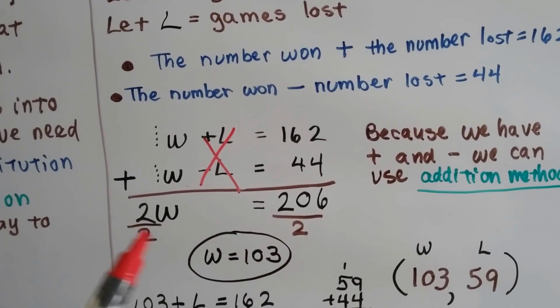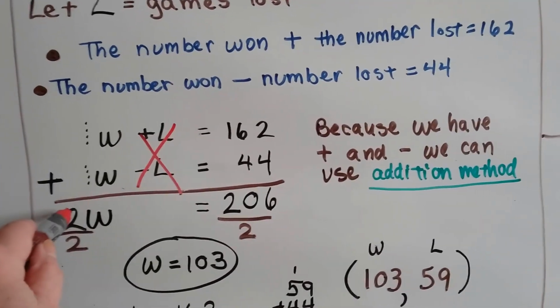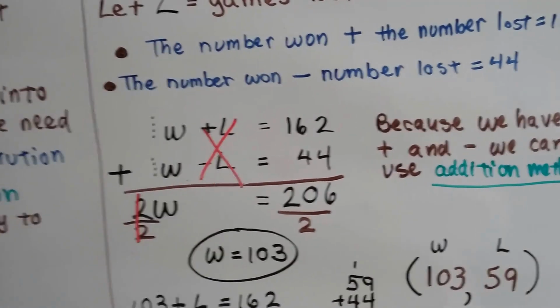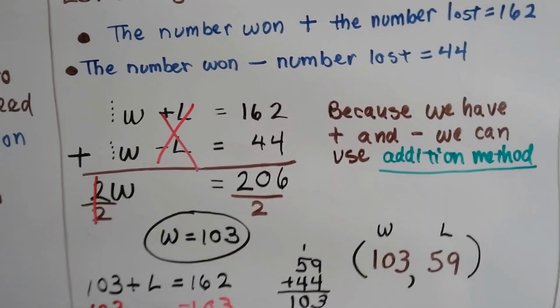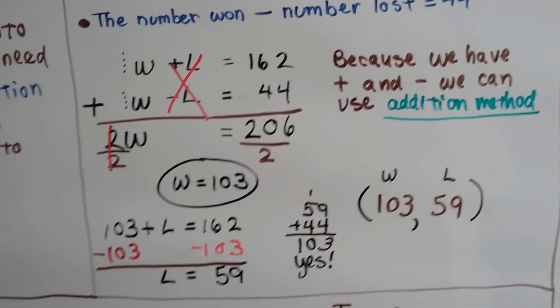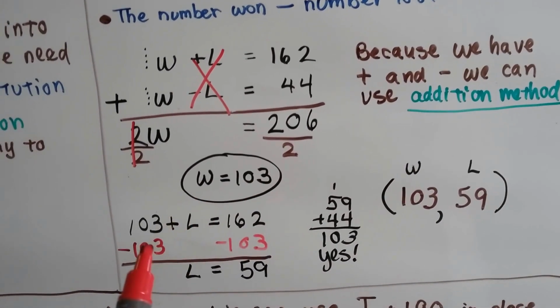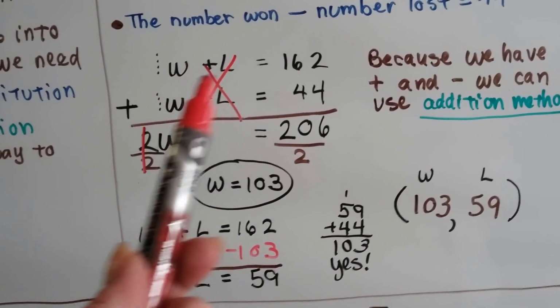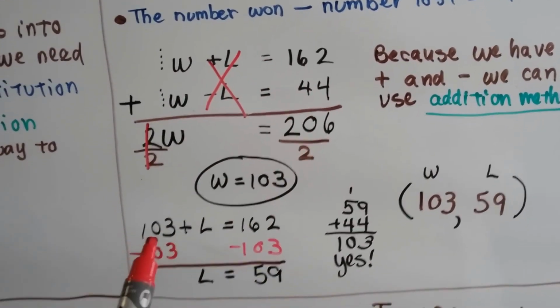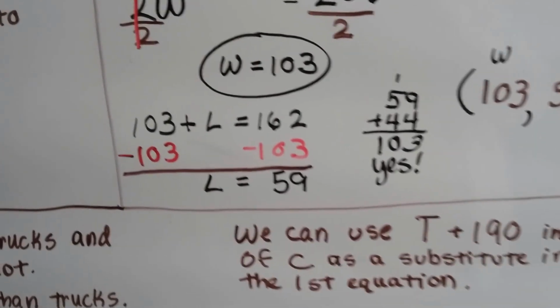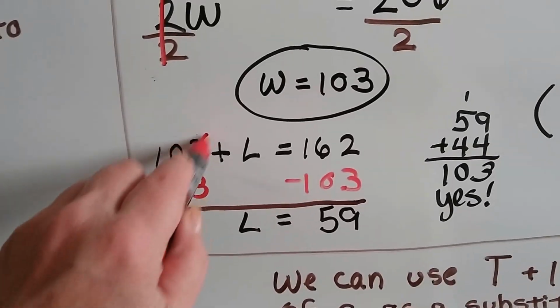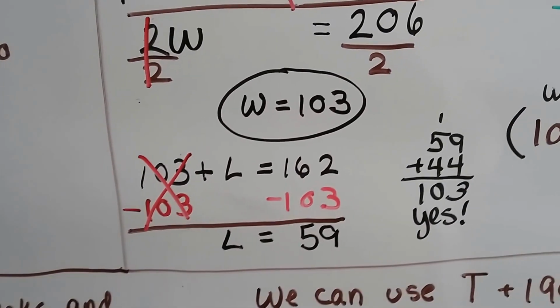We divide both sides of the equation by this coefficient 2. We get our buddy the invisible 1 identity property. So we have W is equal to 103. 206 divided by 2 is 103. Okay? So now we can plug this 103 in for the W in the first equation. W plus L is 162. We get 103 plus L is 162. And we can subtract 103 from each side, create a zero pair, and we get L is equal to 59.